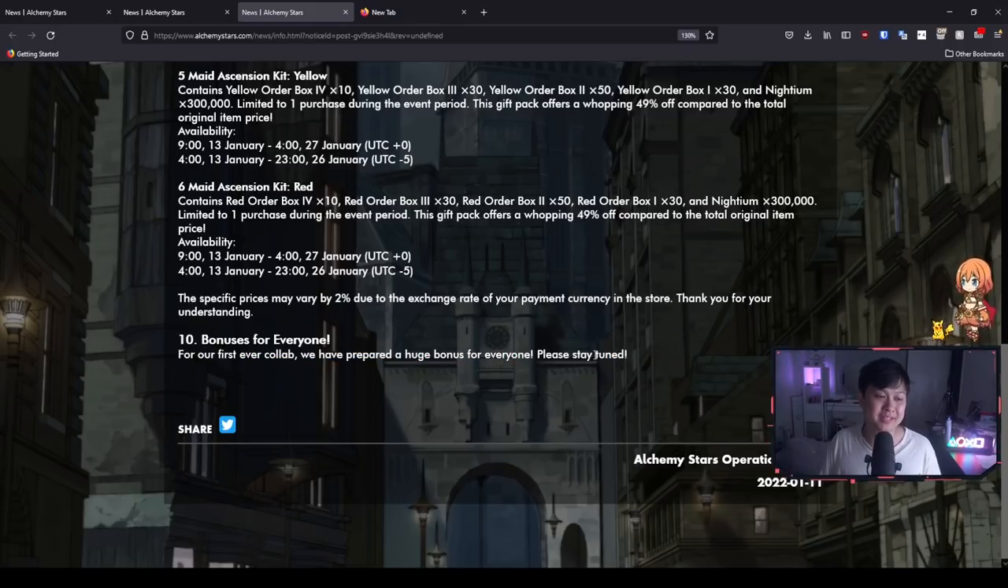Bonuses for everyone. For our first collab ever, we have prepared a huge bonus for everyone. It is time to guess, my guys. More speculation time, more time to get things wrong. I, for one, think this one is pretty simple. I think that these kinds of bonuses, like these big celebrations, it's gonna be like 3k Lumamba, something like that. They've set this kind of expectation that whenever we say something is big, it's a big bonus, it's gonna be 3k Lumamba. So that is my guess.